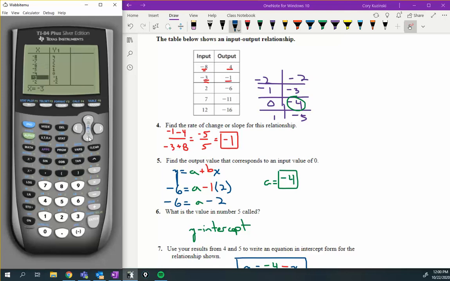We can see when we have an input of negative 8, we get an output of 4. Negative 3 gives us negative 1. 2 gives us negative 6. 7 gives us negative 11. And 12 gives us negative 16.